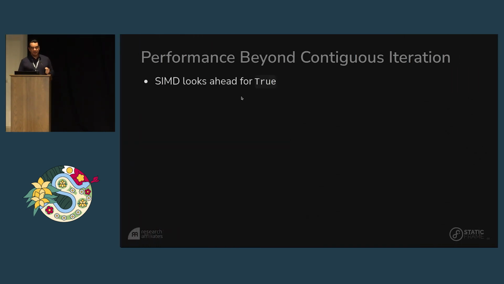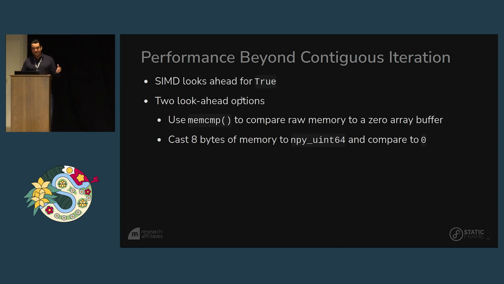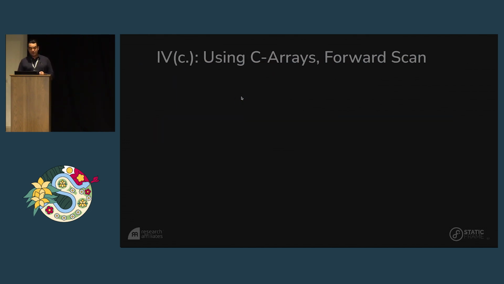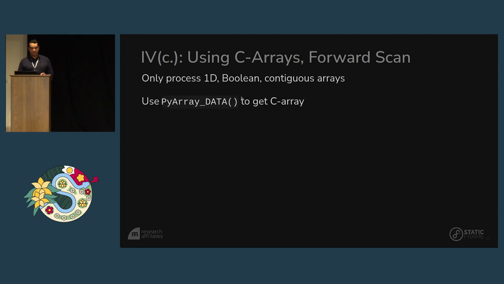SIMD looks ahead for true values. There's two options I can think of just using standard C to do a similar operation. One is to use memcmp to compare raw memory to a zero array buffer. Another is to cast 8 bytes of memory to an unsigned integer and compare that to 0. This efficiently forward scans 8 one-byte Booleans, and upon discovery of true, we fall back on element-wise iteration. So it turns out that the unsigned integer casting is a little bit faster. So we're going to do that.